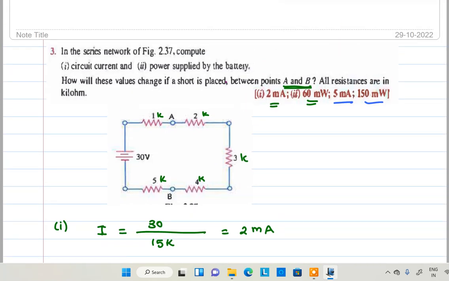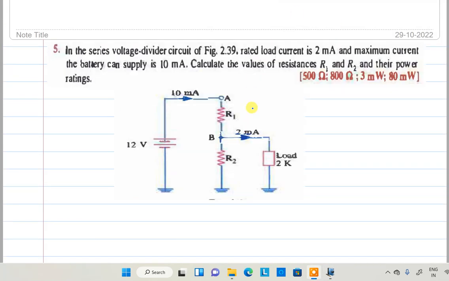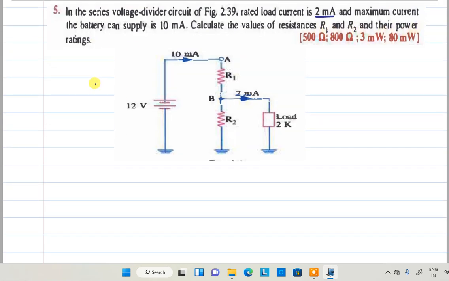Okay. Next we are moving to the fifth problem. Very interesting one. This is a series voltage divider circuit, right? Now the load current is 2 milliamperes. Maximum current from the battery supply is 10 milliamperes. Calculate the values of R1, R2 and their power ratings. Clear? It is very simple. Just understand the circuit. Here you want to calculate the R2 and R1 resistances.